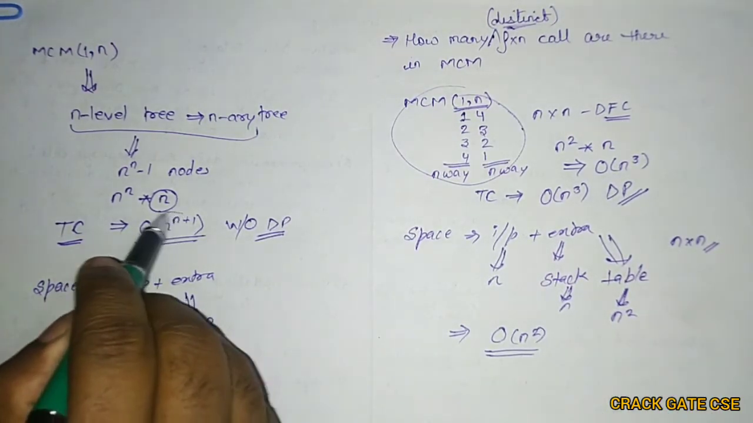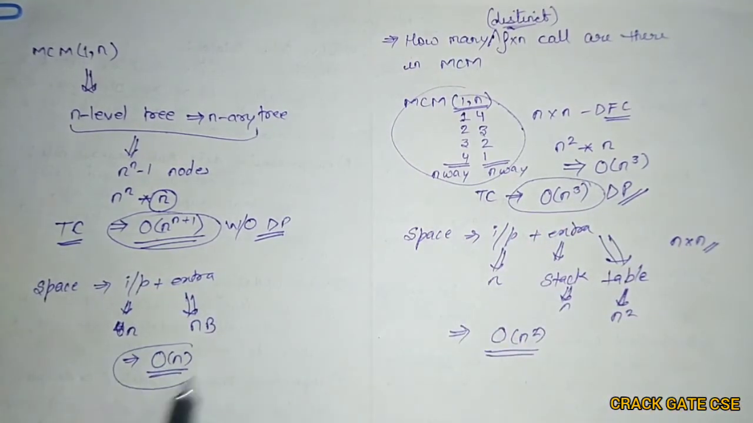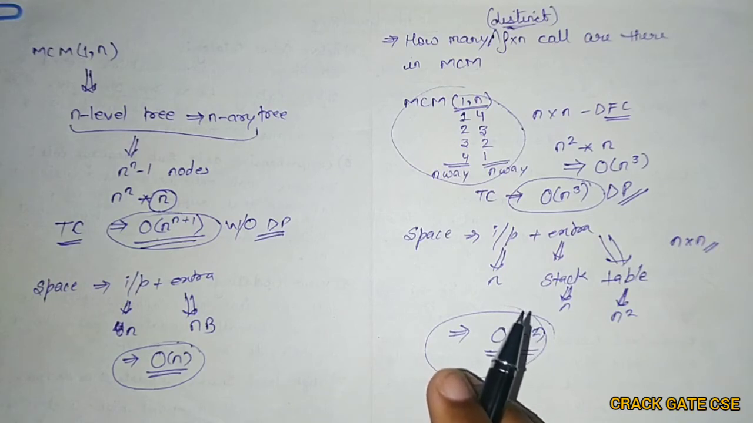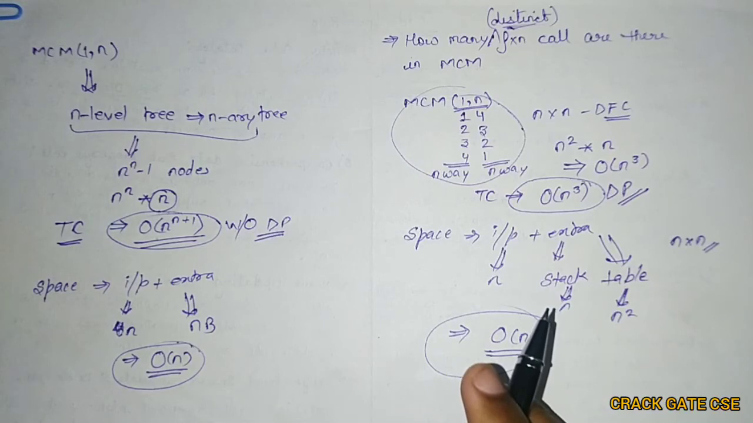So here you can see that the time complexity has decreased and the space complexity has increased. So if you try to decrease the time, it will take more space. If you try to decrease the space, it will take more time. So this is how you can find out the time complexity and solve the questions on matrix chain multiplication.